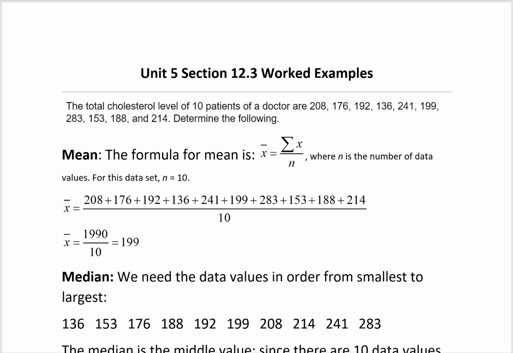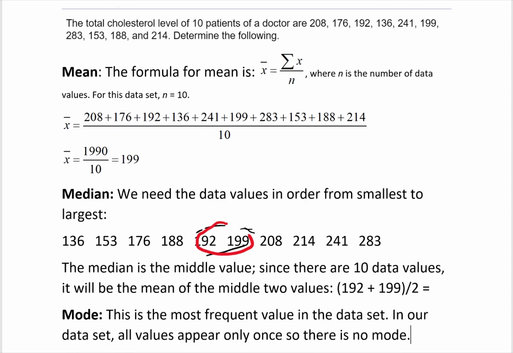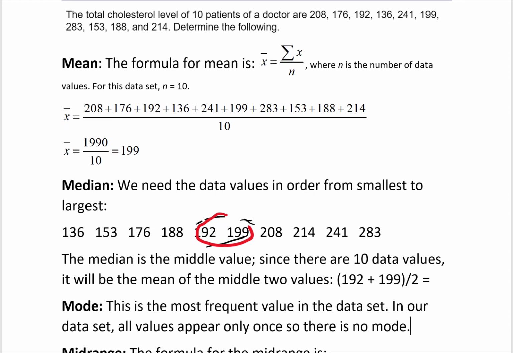For the median, we need the data values in order from largest to smallest. So I went ahead and sorted those. And the median is going to be in the middle. In this case, we have 10 data values, so there isn't a single middle value, but it's going to be the average of the middle two, which is right here, the average of those two data values, 199 and 192.